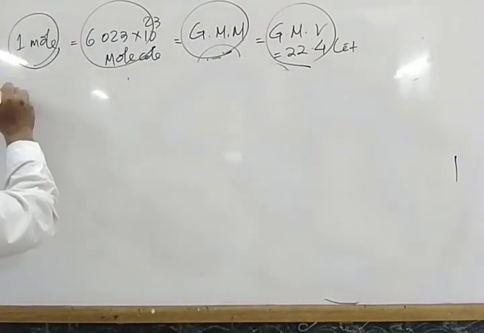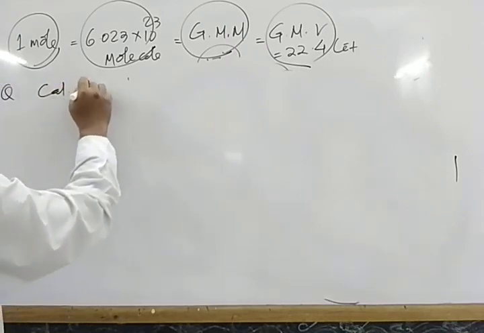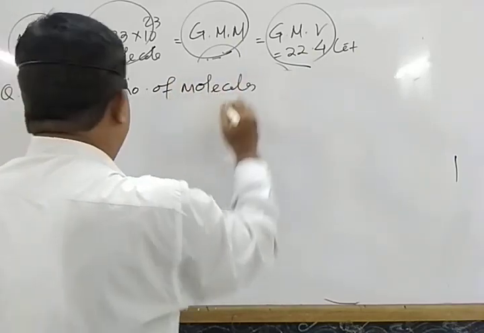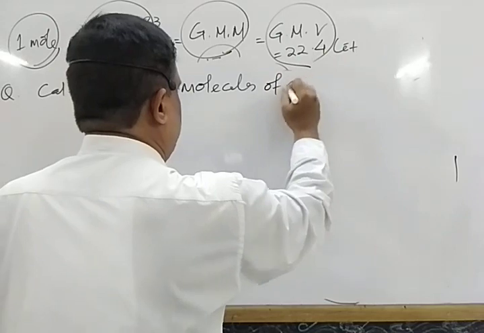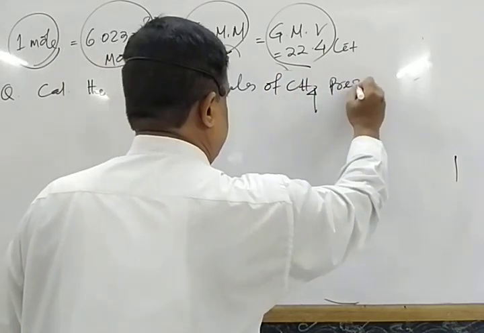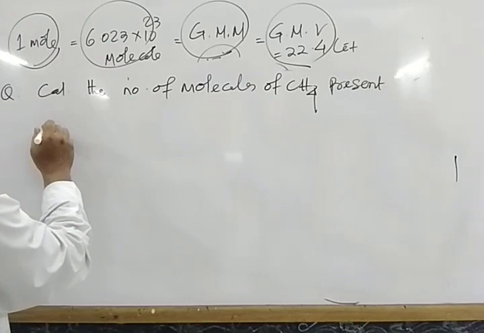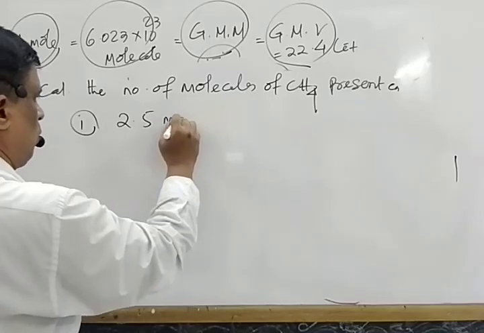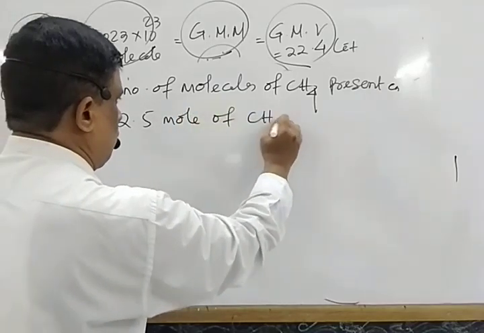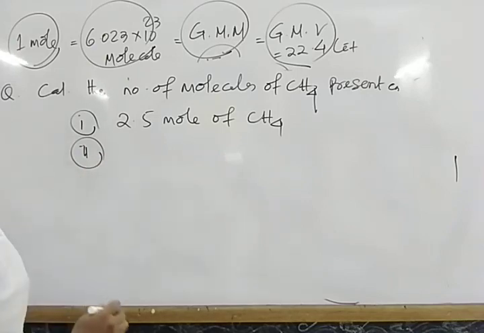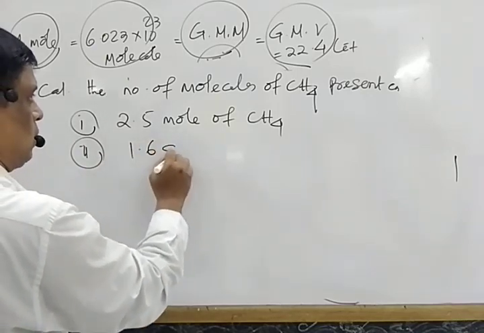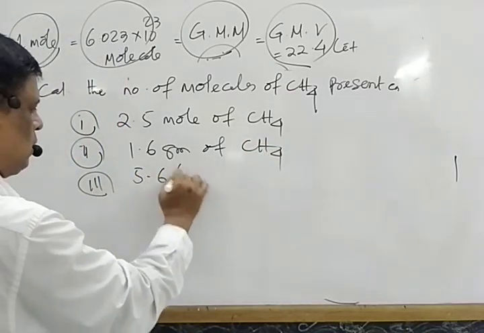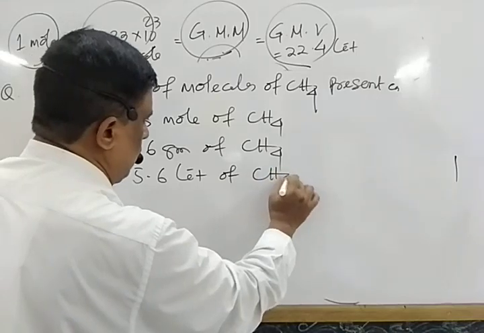Question: calculate the number of molecules of CH4 present in 2.5 mole of CH4, in 1.6 gram of CH4, and in 5.6 liter of CH4 at NTP.